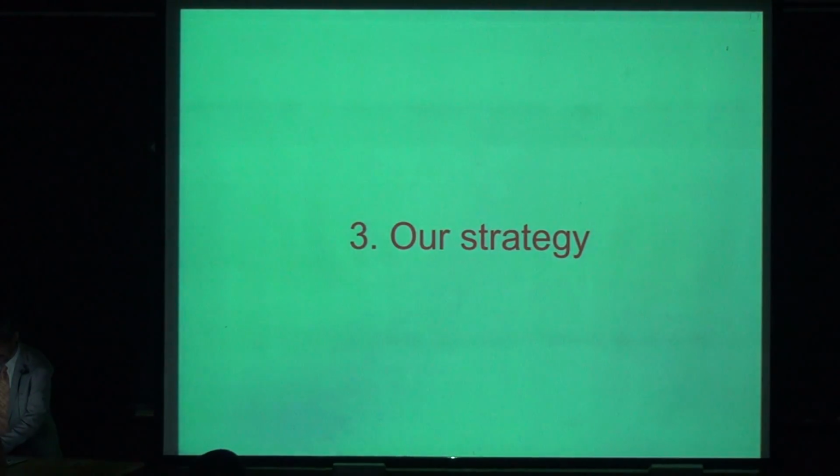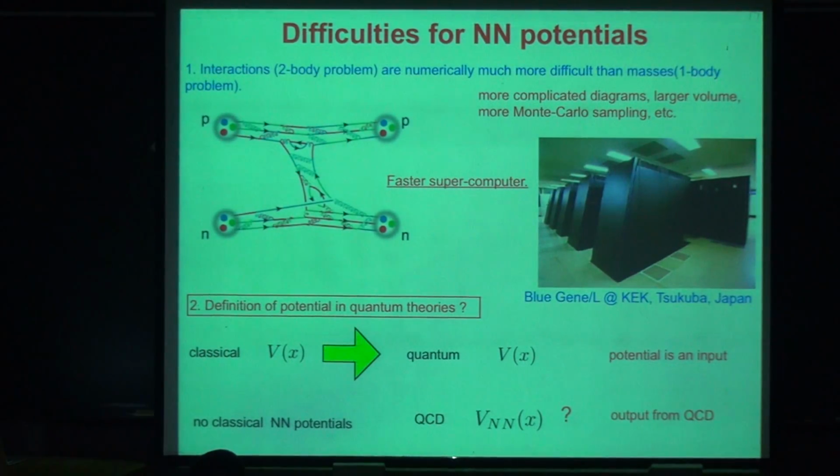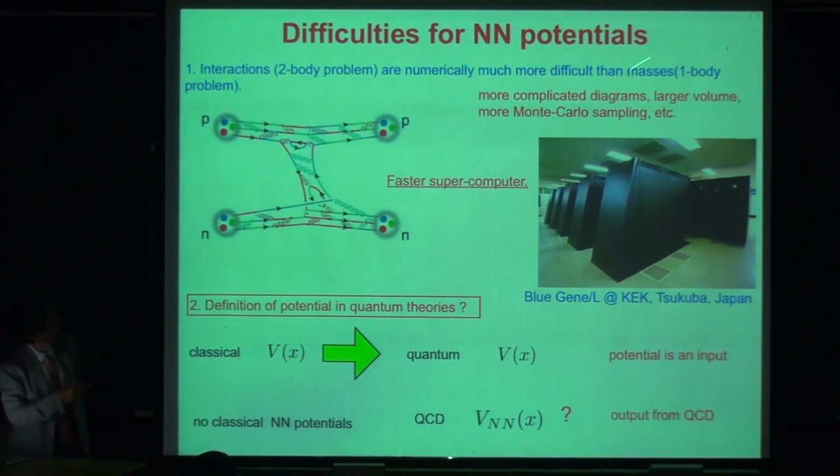So there are some difficulties in nuclear potential calculations. One is a numerical difficulty. Interaction is a kind of two-body problem. The hadron mass is just a one-body calculation, but in the interaction case we need two hadrons. This is much more difficult than a one-body calculation.